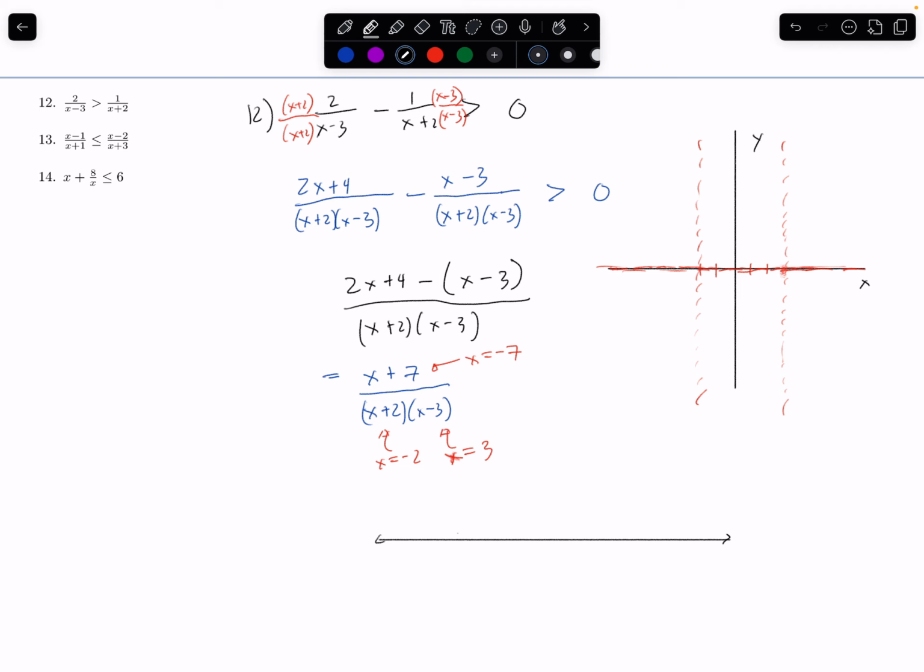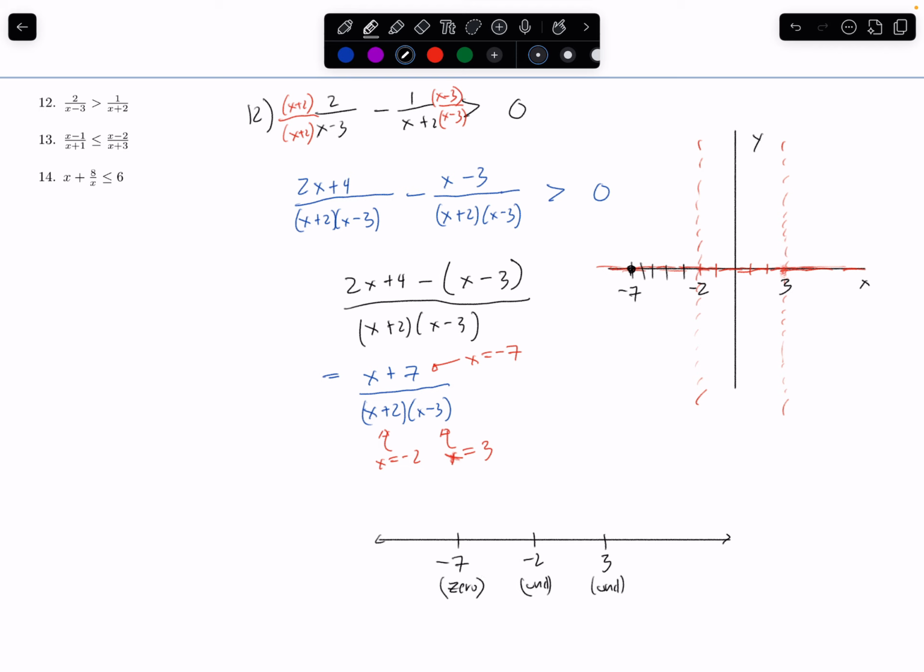First of all, negative 7, right? 1, 2, 3, 4, 5, 6, 7. That's over here, negative 7. And we had negative 2. And we have positive 3. Negative 2 is right over here. And positive 3 right there, right? So this one was the 0. These are, what do you call it? Asymptotes or undefined.